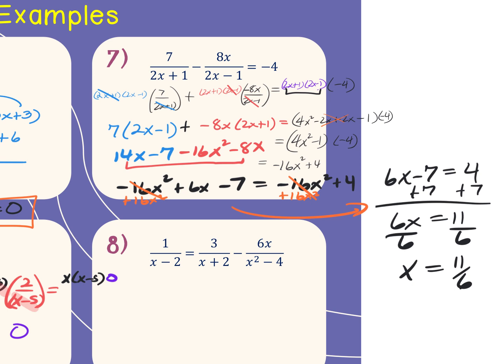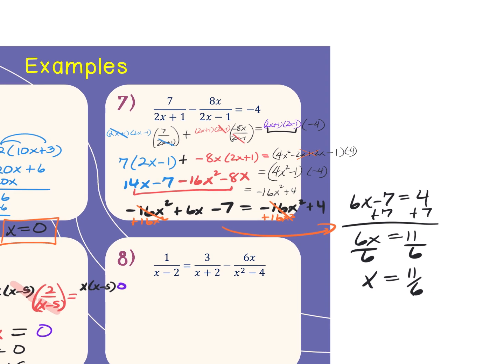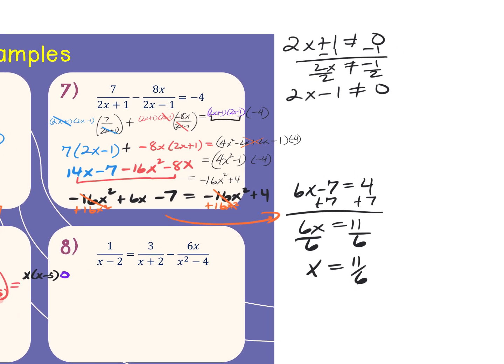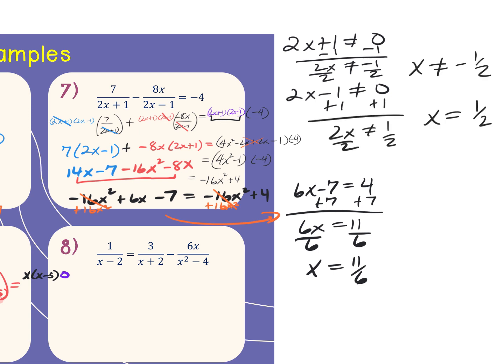Now, we have to do the check because we had variables in the bottom. What's probably going to be easier is if you took the two denominators, the 2x plus 1, set it not equal to 0, and the 2x minus 1, set it not equal to 0, and this will tell you what x can't be. So x cannot equal negative 1/2 and positive 1/2. If we were to have gotten positive or negative 1/2, then our answer would be extraneous.